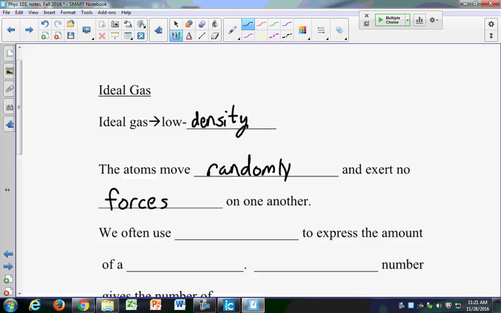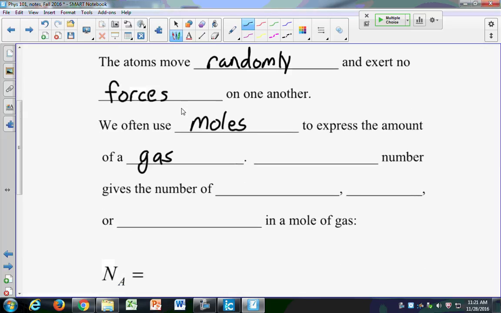We often use moles to express the amount of a gas. And of course, Avogadro's number, which you've heard before, I'm sure, gives the number of particles, atoms, or molecules in a mole of gas.